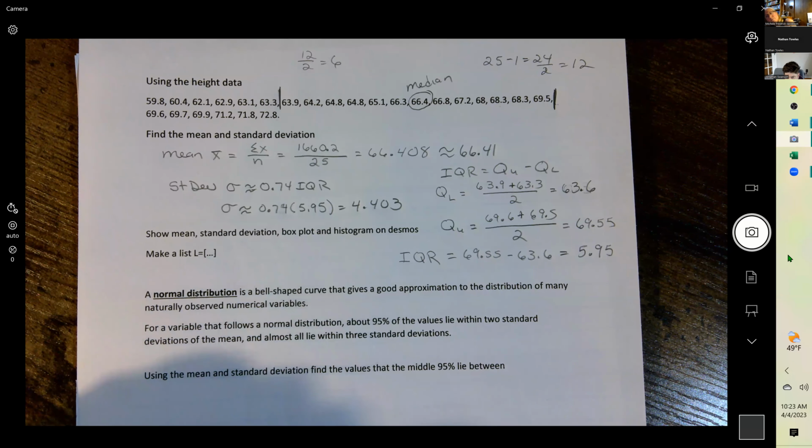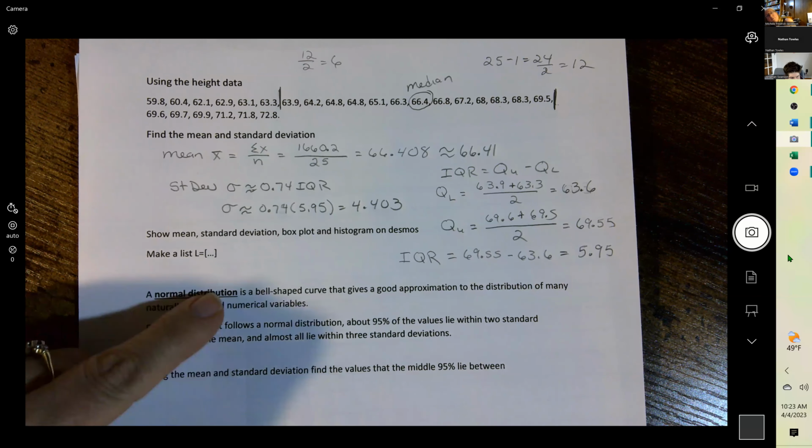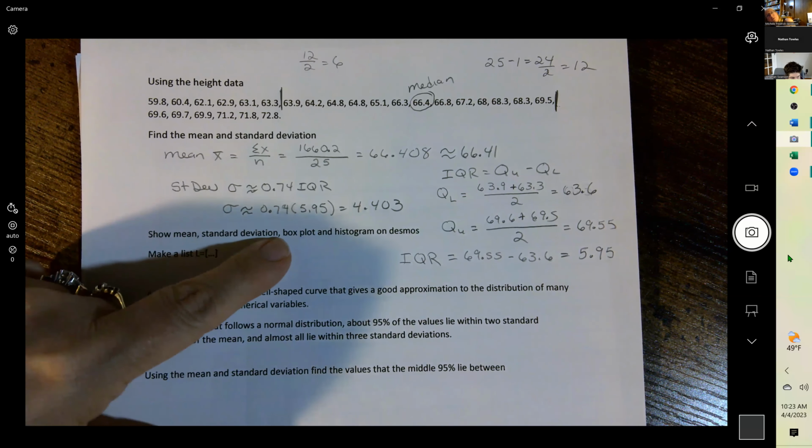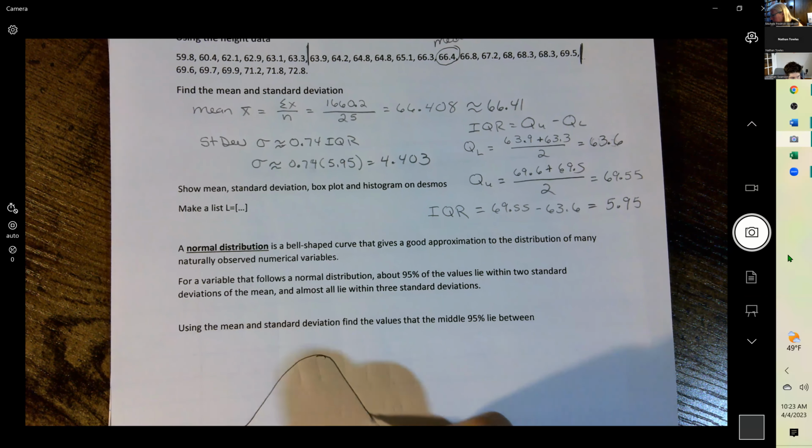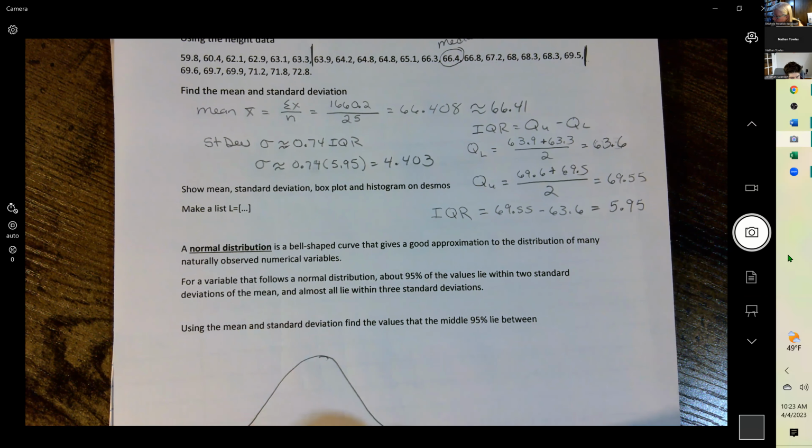Let me show you this part first, and then we'll go to the Desmos and do it. A normal distribution is a bell-shaped curve that gives a good approximation to the distribution of many natural observed values. A normal curve usually resembles this. The mean goes in the middle. The lines should not touch. So these continue on, but they don't touch. And your mean would go in the middle.